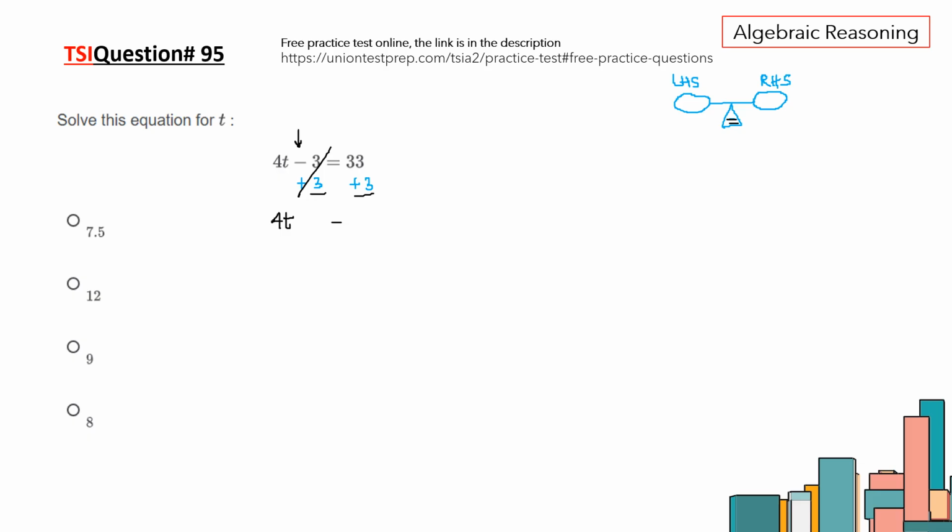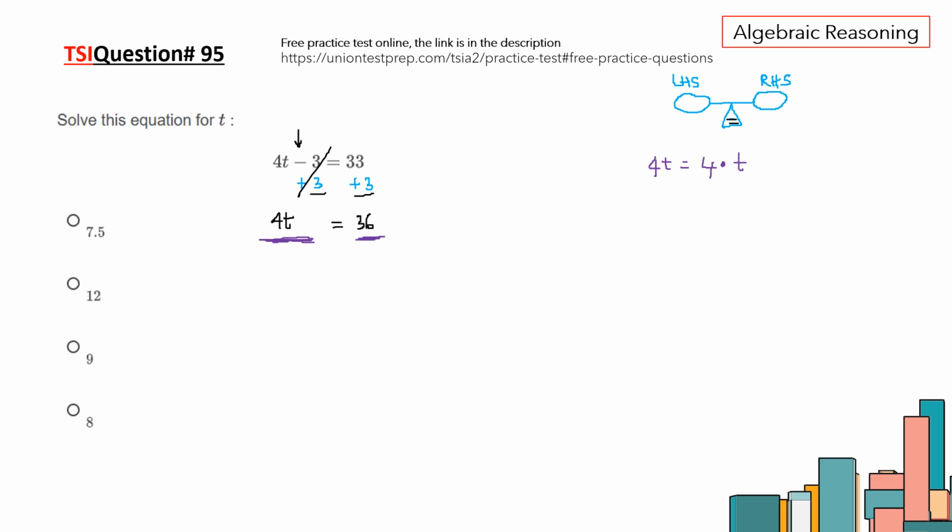Alright, so now write the equal sign straight from top to bottom. 33 add 3 is 36. Now, once you isolate the t term, I continue to divide both sides by 4. Why? Because 4t means 4 times t, and I just do the opposite. The opposite of multiplication is division.